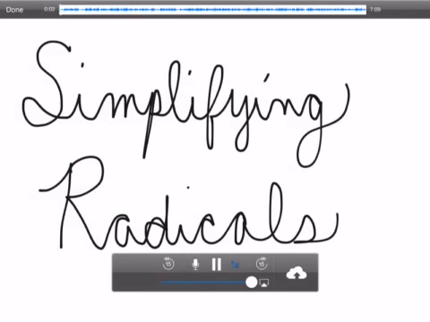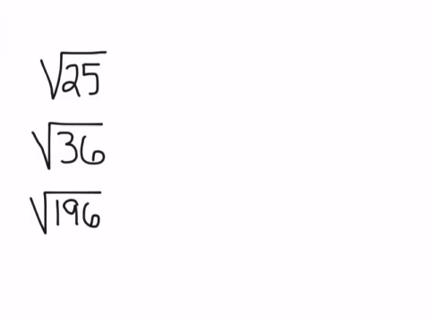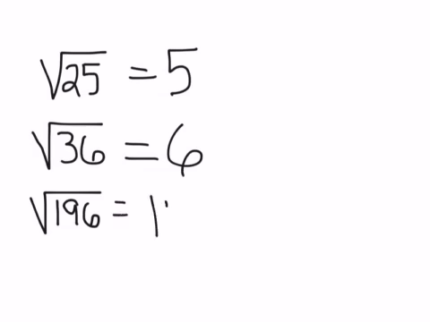Alright, today we're going to take a look at simplifying radicals. And let's take a look at these first few. These ones should be easy. These are square roots of 25, 36, and 196. So what numbers can I multiply together to get 25? 5 and 5. So the square root of 25 is 5. Square root of 36 is 6. And the square root of 196 is 14.